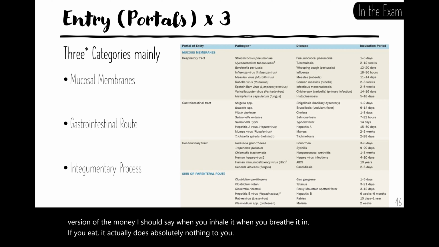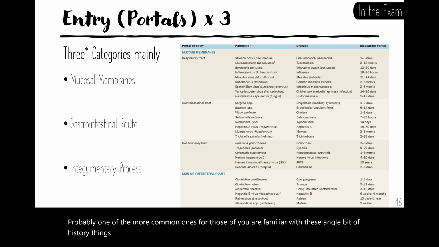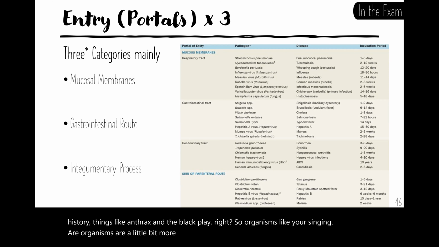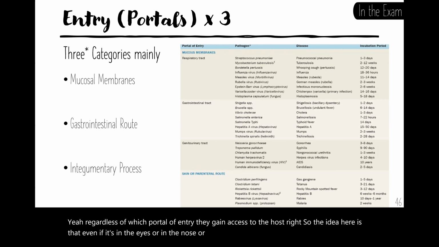Probably one of the more common ones, for those of you who are familiar with a little bit of history, are things like anthrax and the Black Plague, right? So organisms like Yersinia pestis and Bacillus anthracis are actually a little bit more versatile and really can cause disease regardless of which portal of entry they use to gain access to the host, right? So the idea here is that even if it hits you in the eyes or in the nose or in the skin, they'll still cause some damage. So some have preferred methods of entry, some of them don't really discriminate.